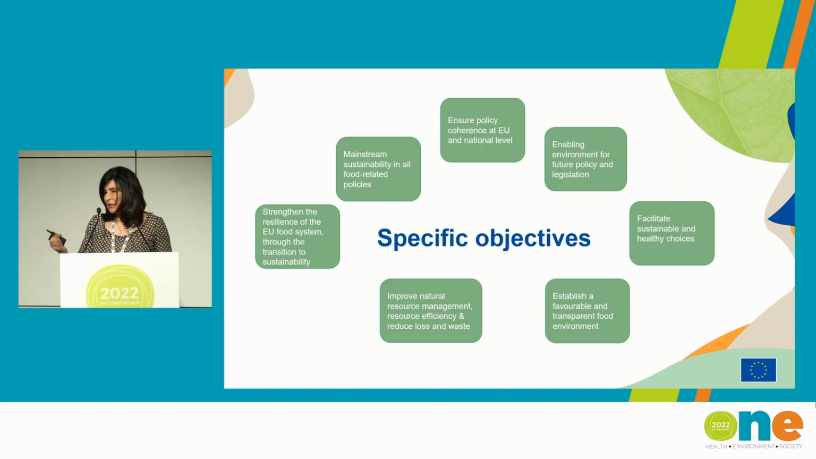These overarching objectives are translated into specific objectives. I would start with the first one, to strengthen the resilience of the EU food system through transition to sustainability. This is a very relevant objective because you are probably aware that nowadays, with all the crisis that has been caused also by the war in Ukraine, many question the need for transition to sustainability, mainly invoking the possible costs of the transition, but also the crisis that we are currently undergoing.